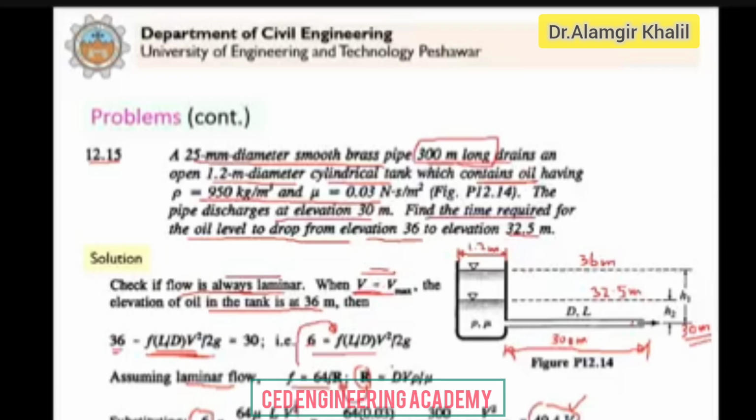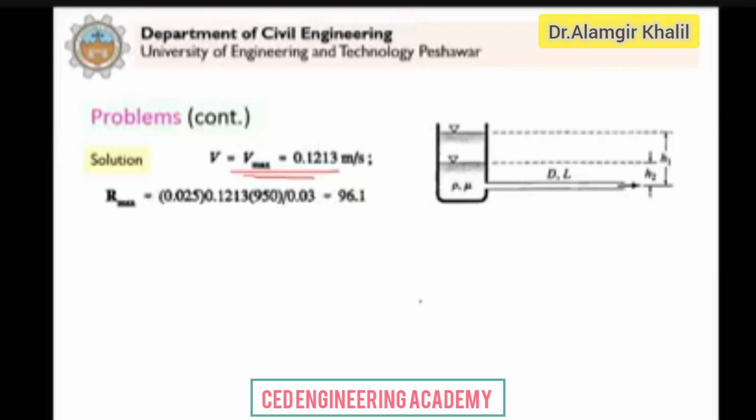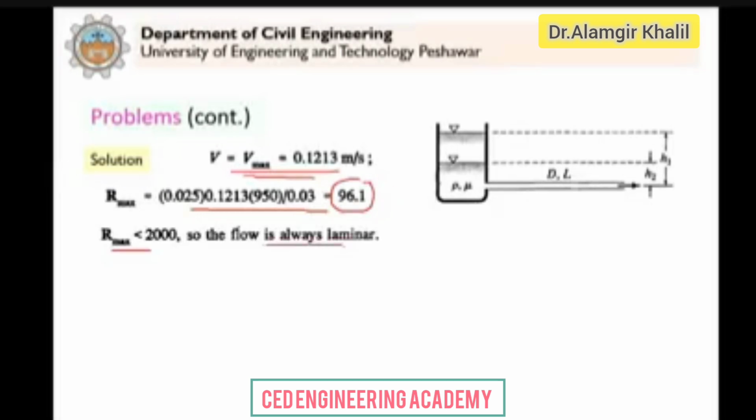Now that we know the velocity, you can put it here and calculate the Reynolds number to check if the flow is always laminar or not. So you put in the Reynolds number. Now the Reynolds number for maximum velocity is 96. Since it is less than 2000, the flow is always laminar. Why? Because for any level less than this, the velocity will be less than 0.12.